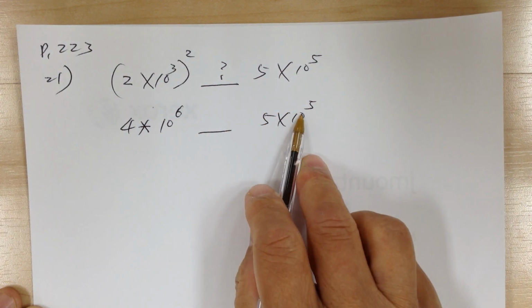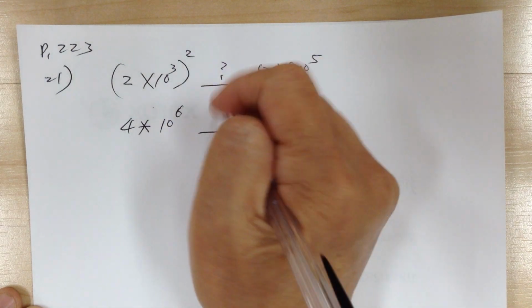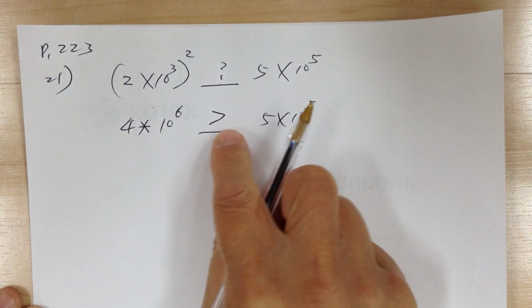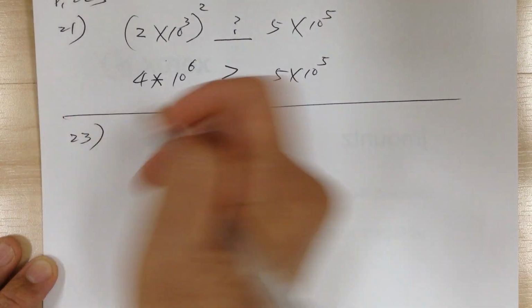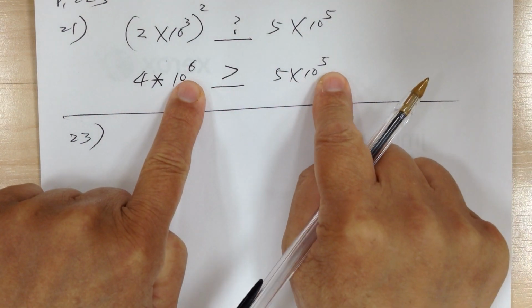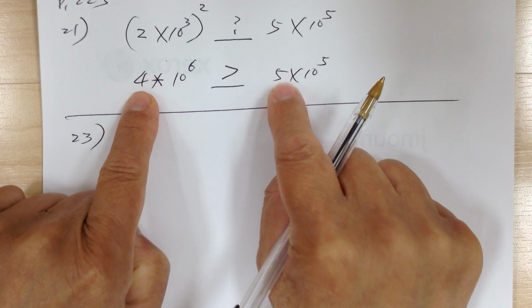Well, this is a 5 power, this is a 6 power, so obviously this will have to be greater than. So the answer would be greater than. Again, first you compare the exponent. If they're the same, you compare the number in front.